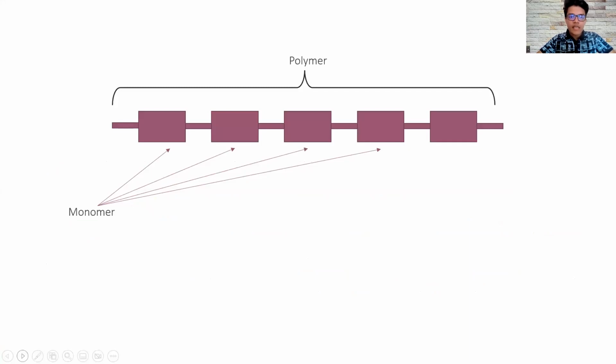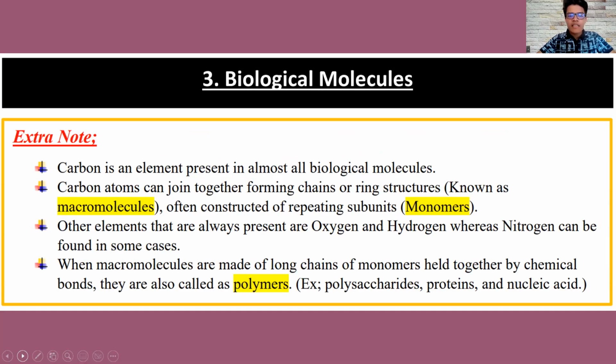Now, as you can see in this symbolic representation, if we consider this whole thing as a polymer, each box would be representing a monomer that links together to form this lengthier polymer. Even as the definition suggests, monomers are constructed of repeating subunits, and polymers are long chains or macromolecules made up of multiple monomers held together by chemical bonds.